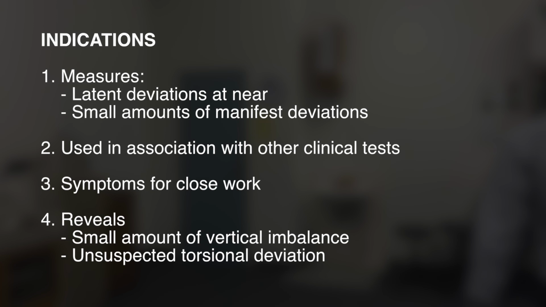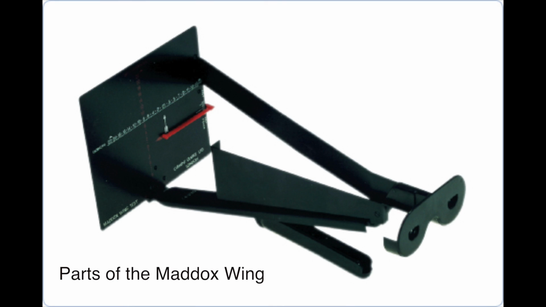It is particularly useful in patients complaining of symptoms for close work for which there is no obvious cause. The instrument may reveal a small amount of vertical imbalance or possibly an unsuspected torsional deviation which could account for the symptoms. Parts of the Maddox Wing.